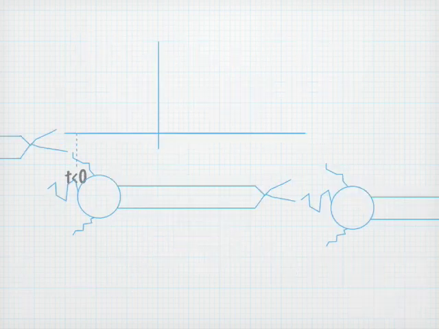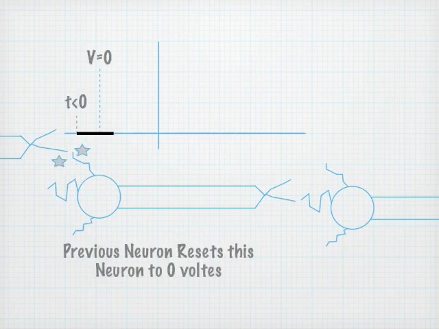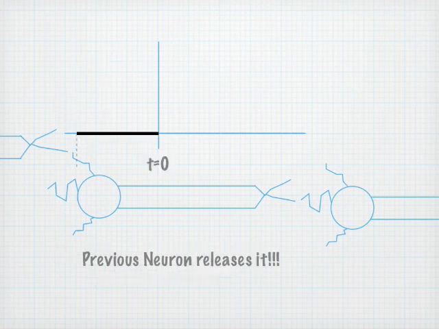Well, here's what I propose. Here's my non-deterministic neuron, and here is time at t less than 0. I'm faced with this, my kids come to me, and now it's t less than 0. The previous neuron resets this neuron to 0 volts, and as long as this previous neuron is firing, it's going to stay at 0 volts. Now, at time t equals 0, when it comes time to make my election, the previous neuron releases it.